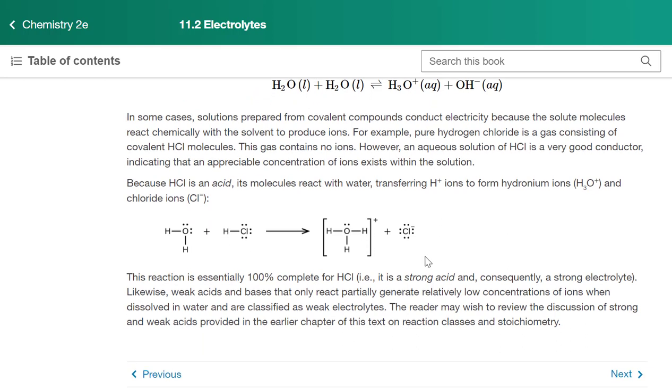But other covalent compounds will break apart 100%. Here we're showing hydrochloric acid breaks 100% apart into chloride and then hydronium. Okay, so this is a strong electrolyte. When this happens, and one of them is hydrogen, we call this a strong acid. So that is it for section 11.2 on electrolytes.